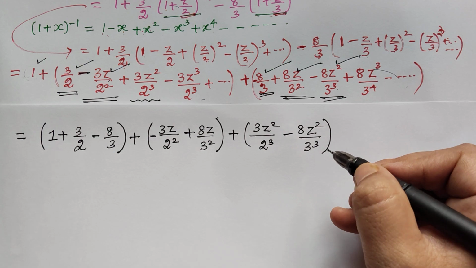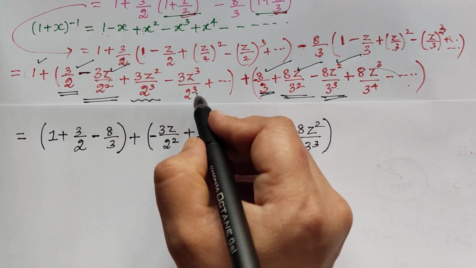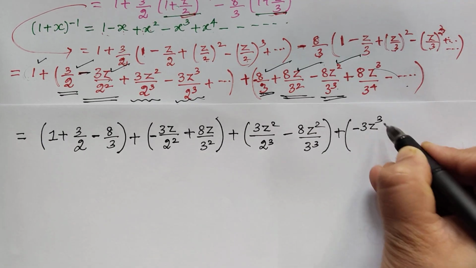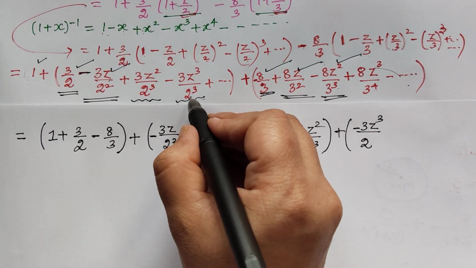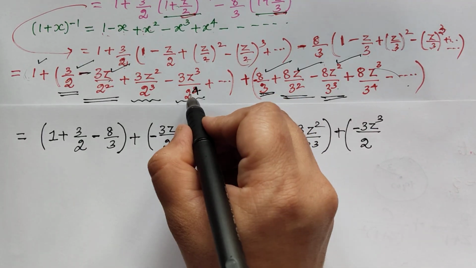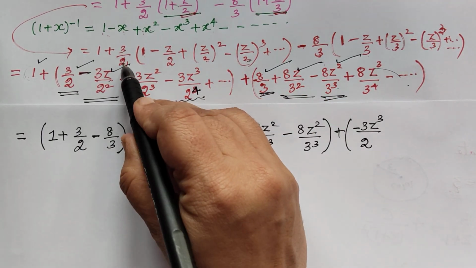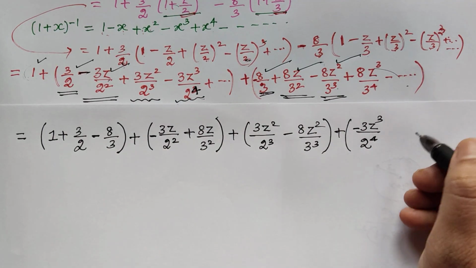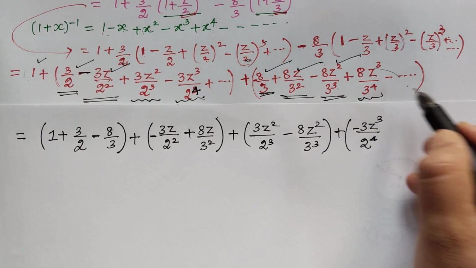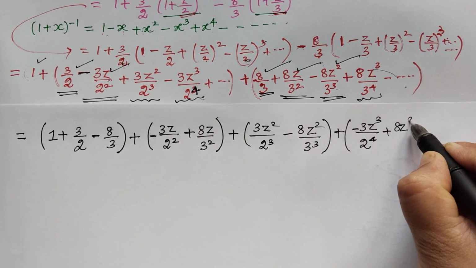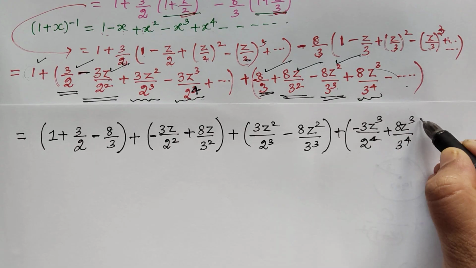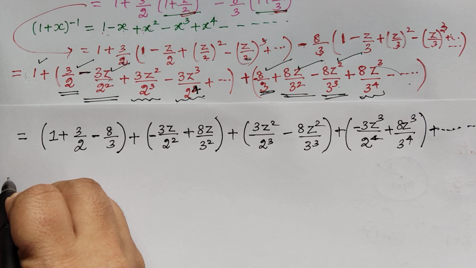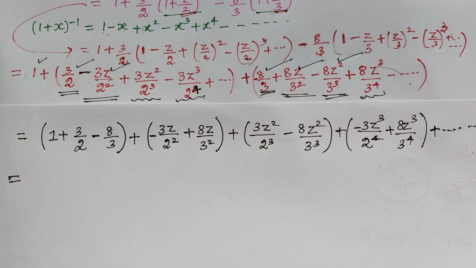Next we shall gather the cube term. So here this is the cube term, which is plus minus 3z cube by 2 to the power 4. This will be 2 power 4, because here when you multiply this 3 by 2, 2 multiplied with 2 cube is 2 power 4. So divided by 2 power 4. And what is the z cube term here? This one. So plus 8z cube by 3 to the power 4. So this keeps on going like this. This is a series. So that is equal to, now we shall simplify this.